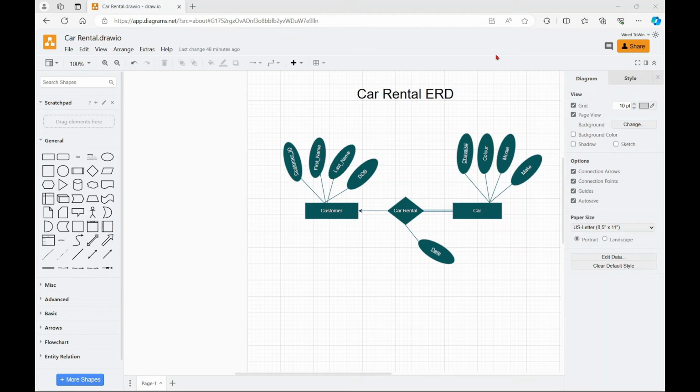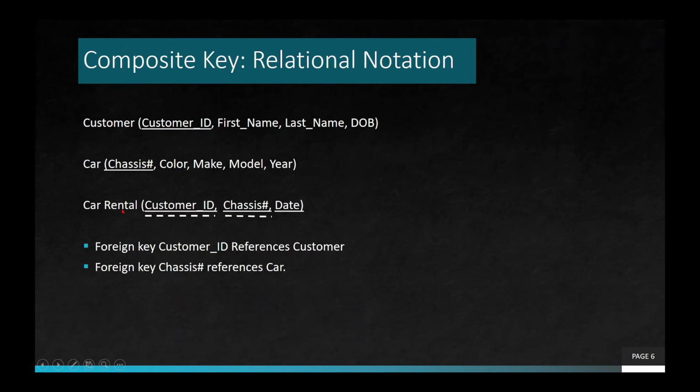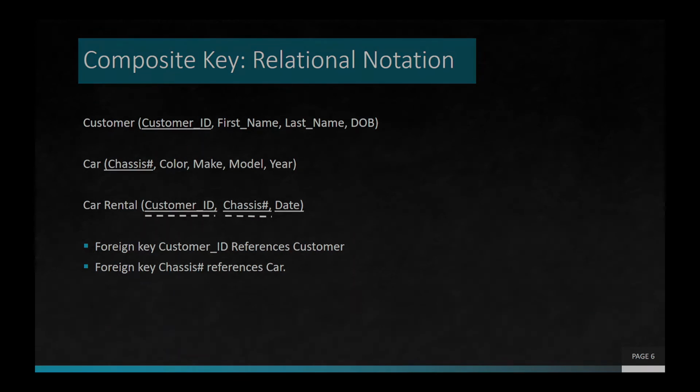Now let's also take a brief look again at our relational notation for the composite key. So for the composite key car rental, it took the customer ID, the chassis number, and the date field to make the primary key for the car rental. So the customer ID is a foreign key and the chassis number is a foreign key. So now let's take a look at how we actually implement this in the database.